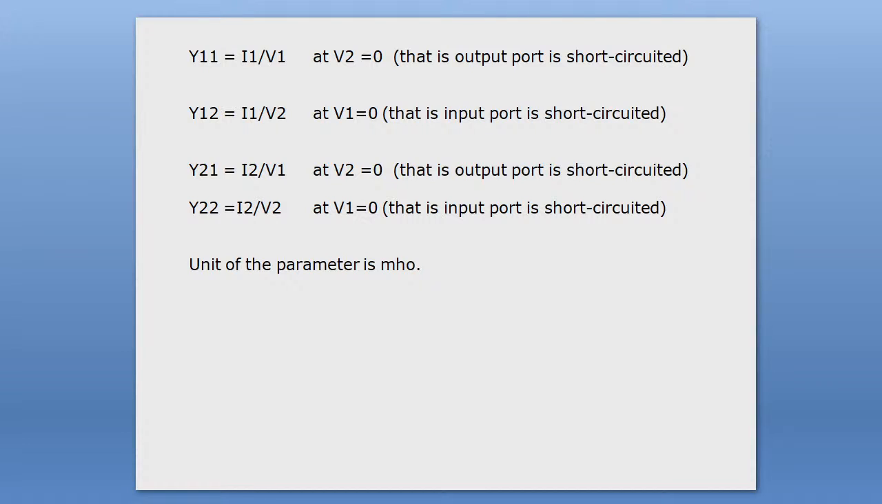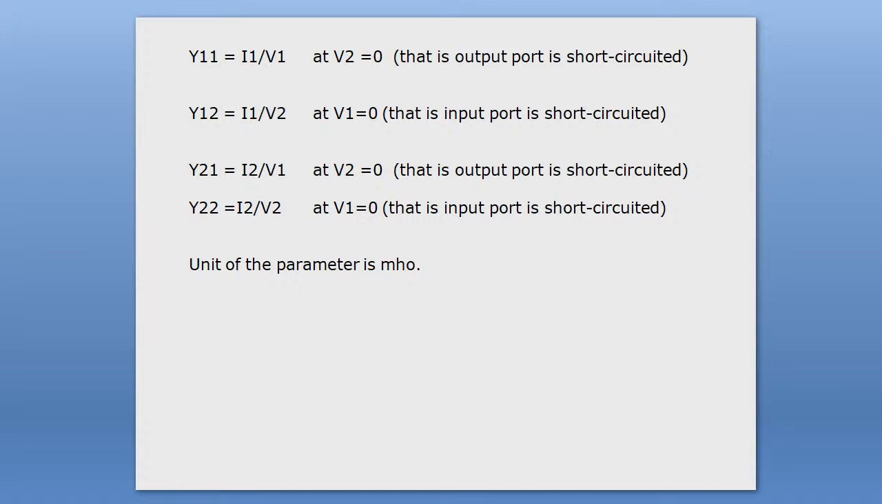Anyway, let us start with the admittance parameter. Admittance parameter, I just told you that this is the ratio of current and voltage variable, and its unit is mho, just opposite of impedance parameter. And you see there are four y parameters: y11, y22, y12, and y21.